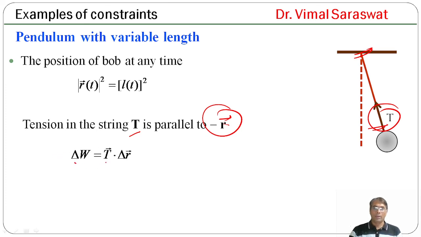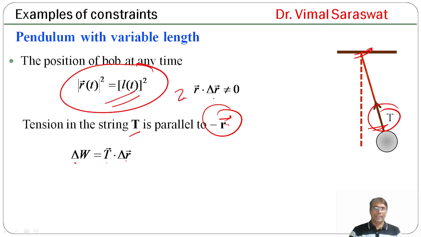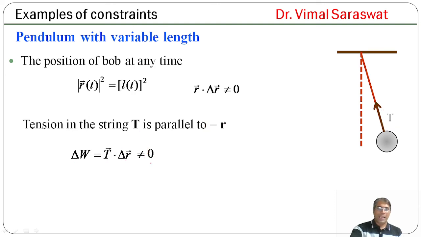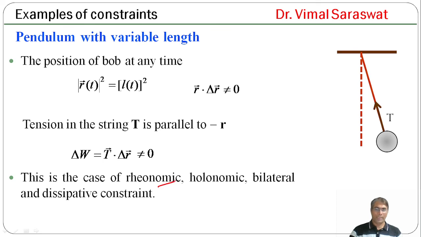So tension in the string T is parallel to minus r vector. So del W equals T dot del R, and since this is a function of time, if we differentiate it, then twice r dot del R is not equal to 0. And if del R is not equal to 0, then del W is not equal to 0. It means this is a dissipative constraint. So this is the case of a rheonomic, holonomic, bilateral and dissipative constraint, because it is in the form of an equation.